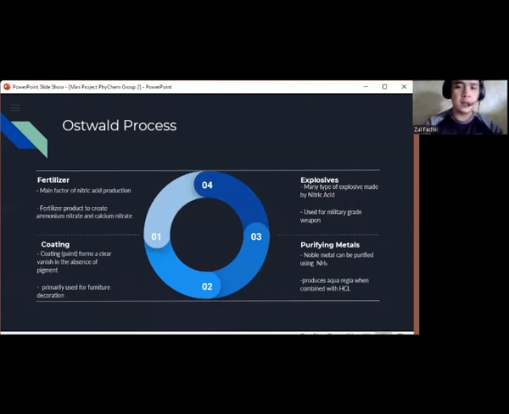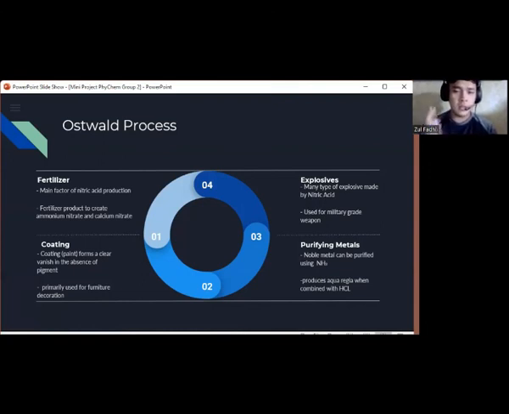There are some applications of nitric acid that are useful in industry, which is making fertilizer. The fertilizer industry is the main driver of nitric acid production. Nitric acid is used in fertilizer production to create calcium nitrate and ammonium nitrate, among other nitrogen fertilizers. Coating is another application for nitric acid. It forms a clear varnish in the absence of pigments, which is primarily used for furniture decoration.